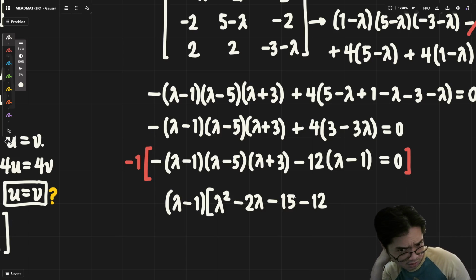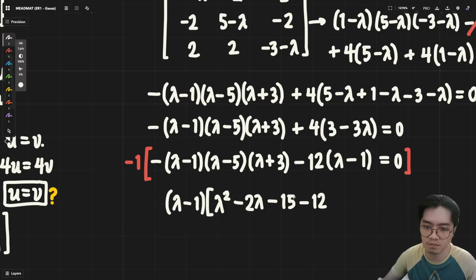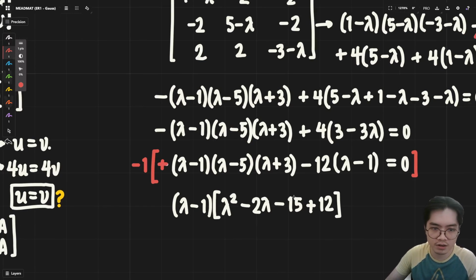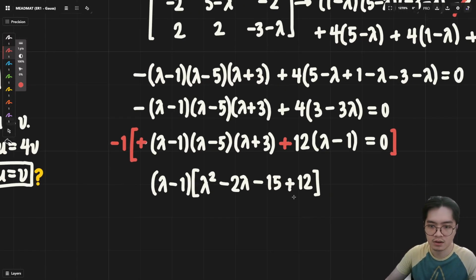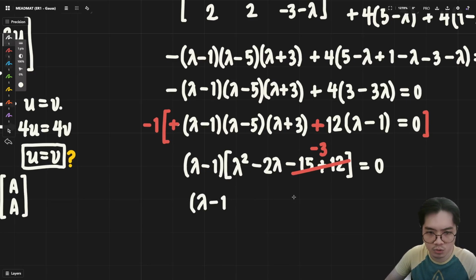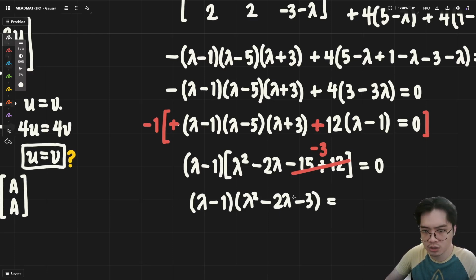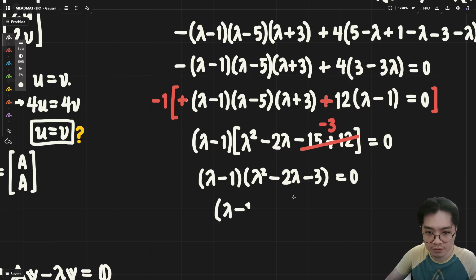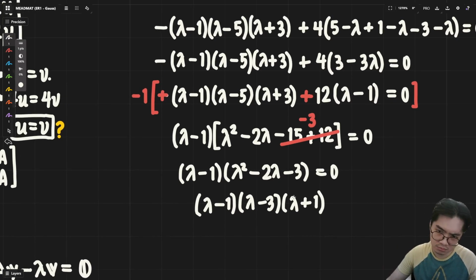Oh no, this is plus 12 rather. This is plus 12, right? Because of the whole thing here, you're now adding all of these things, which is equal to 0. And now we can see that this is going to be negative 3. We will have lambda minus 1 and then lambda squared minus 2 lambda minus 3, which you can factor out. That will be lambda minus 3 and then lambda plus 1. Is that right? Yes, that is right.